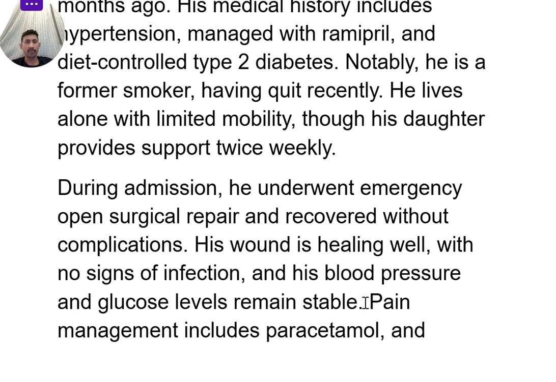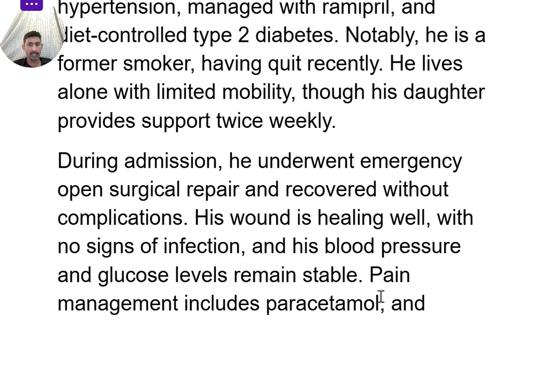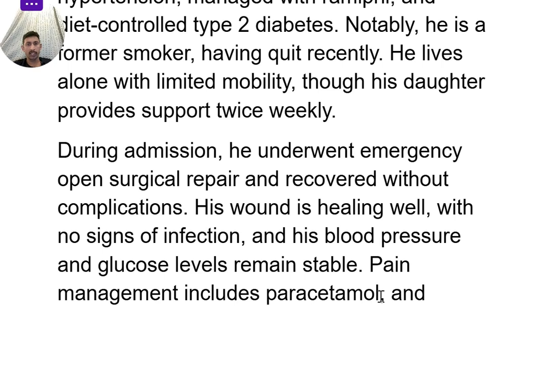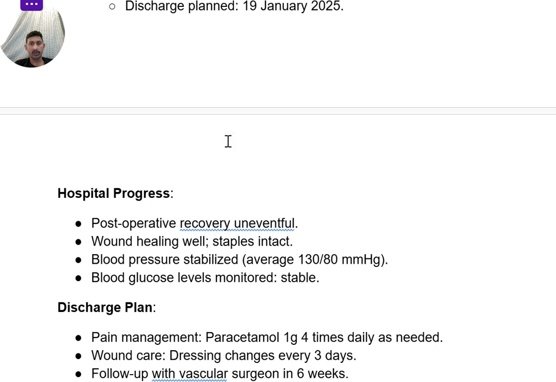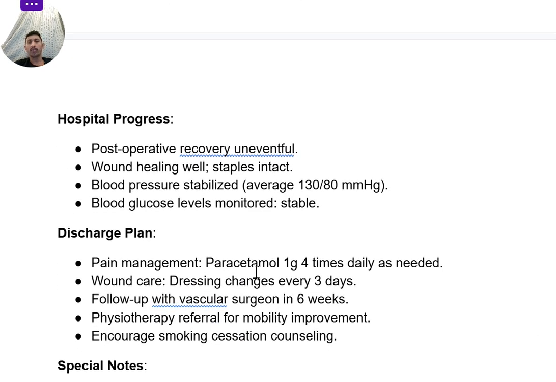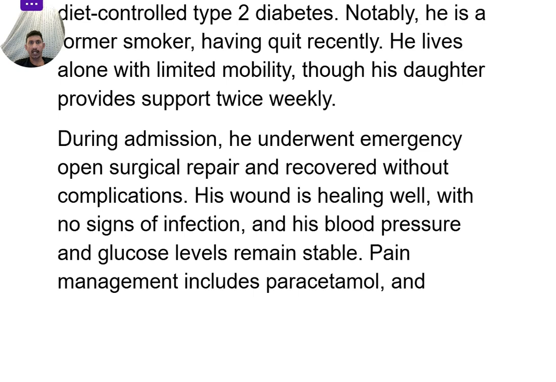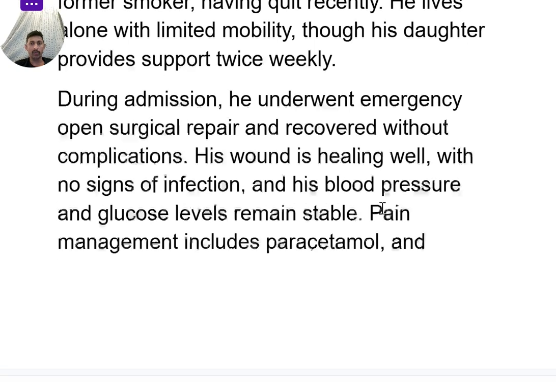Okay, so then we are slowly transitioning from one point to another, and you can see that transition here. Then we are going to pain management. So we said the important parameters: the wound healing, blood pressure, infection, and glucose level. Then we are going to pain management, which is also mentioned in the case note, in the discharge plan. So pain management with paracetamol. You can rephrase it, saying that pain management includes paracetamol.